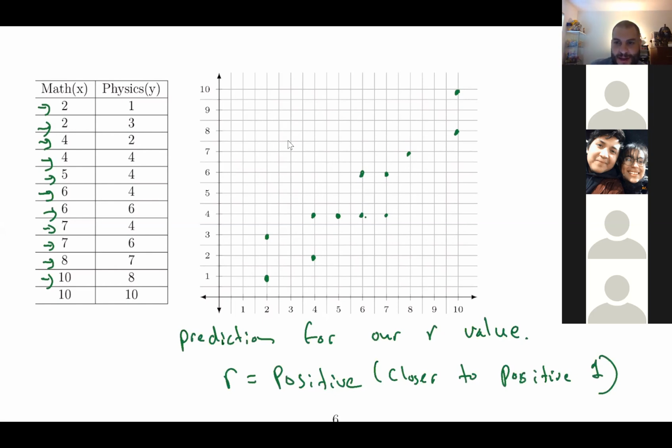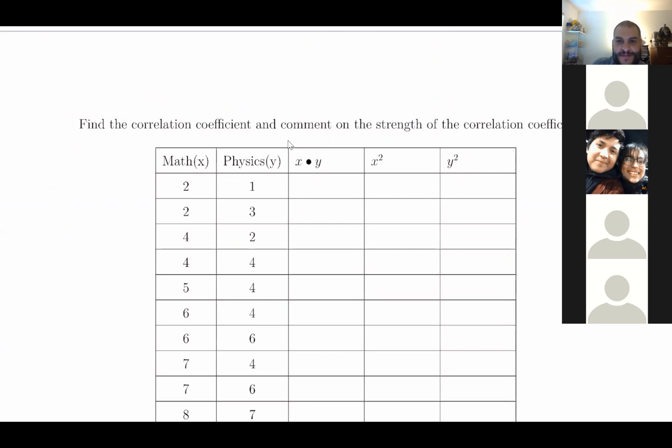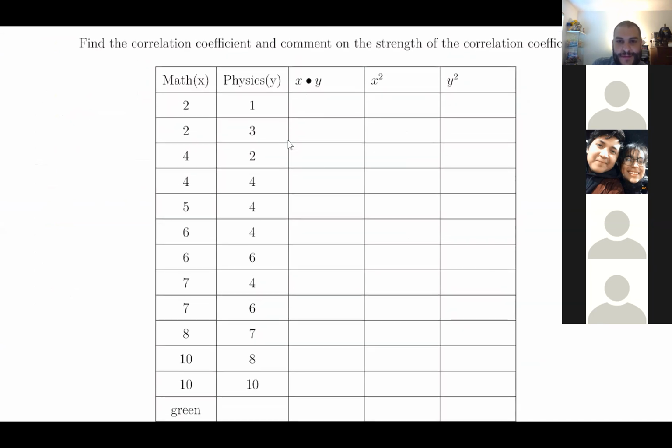Now we're gonna see if our prediction was correct. For this one, we're gonna find the correlation coefficient and comment on the strength of the correlation coefficient. When I say comment on the strength, that's that table that I skipped. So we're gonna go back to that table and fill it out.